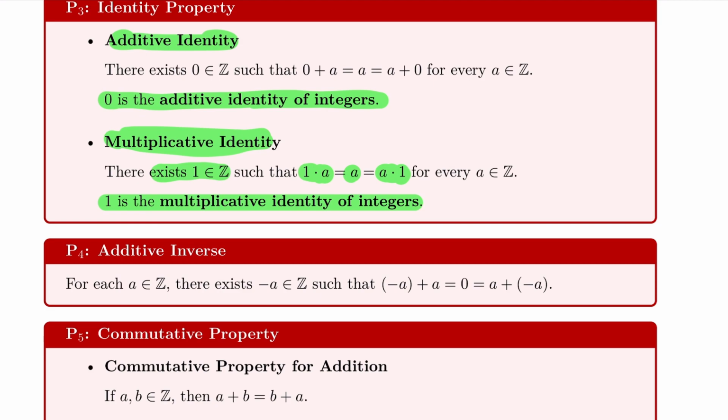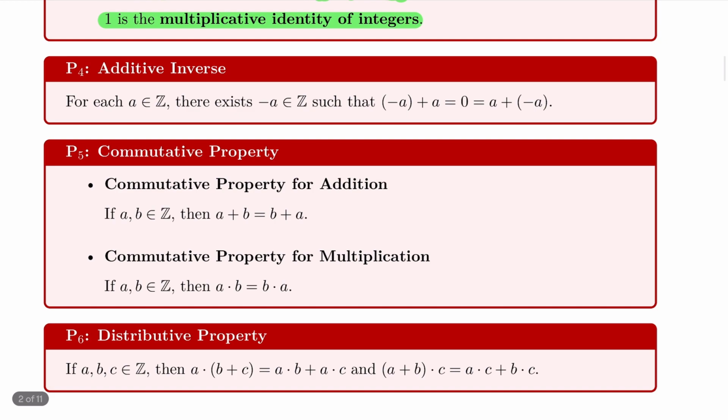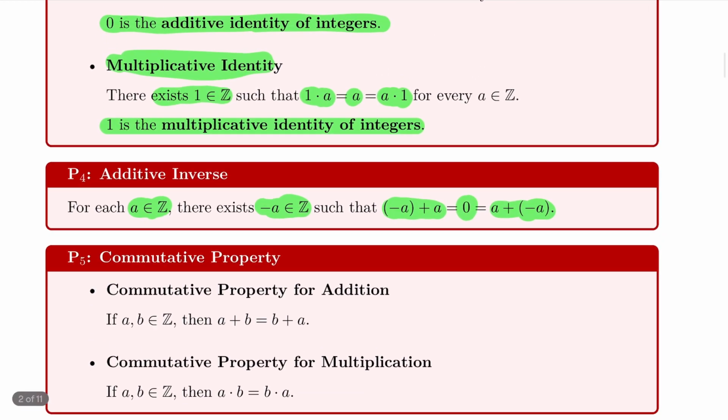Alright, now number 4. Property number 4 is the additive inverse. For each integer a, there exists minus a, which is an integer, such that minus a plus a equals 0, or a plus minus a equals 0. Okay, and what is 0? 0 is multiplicative.